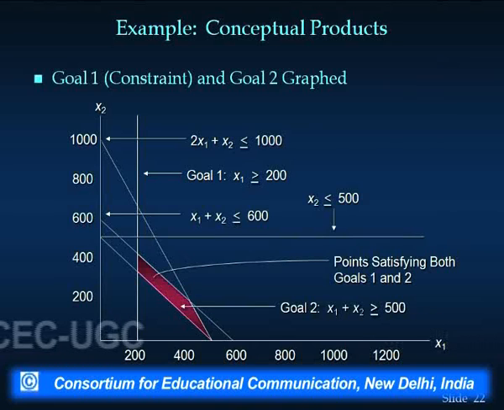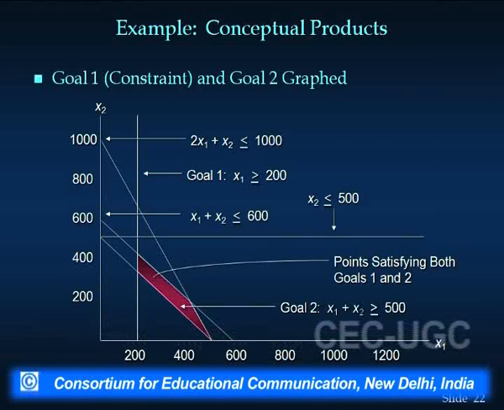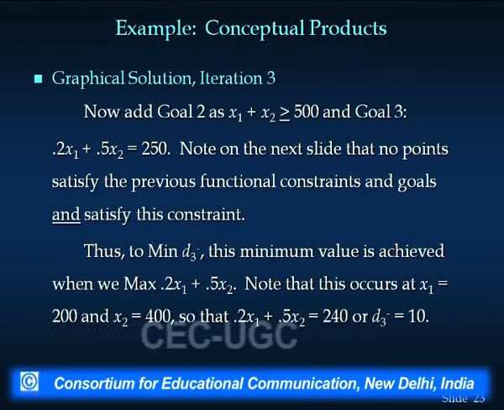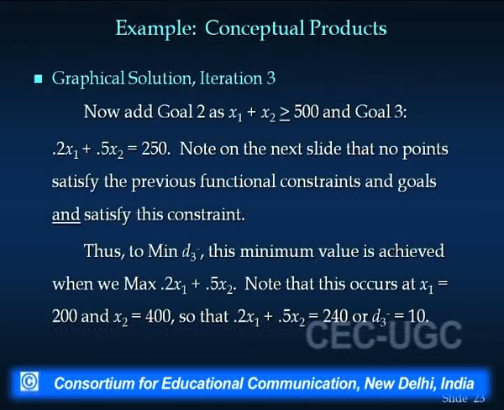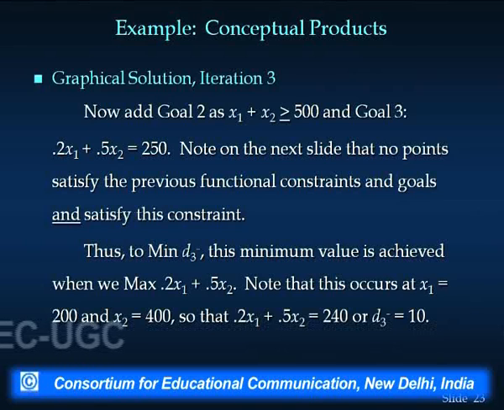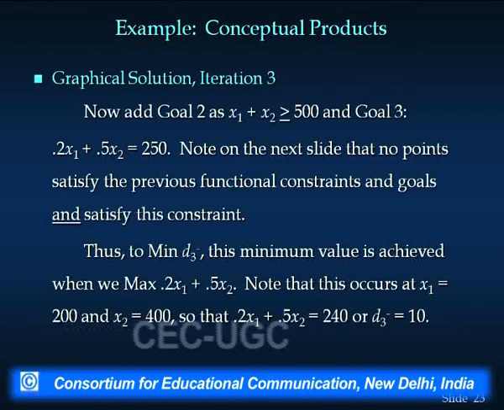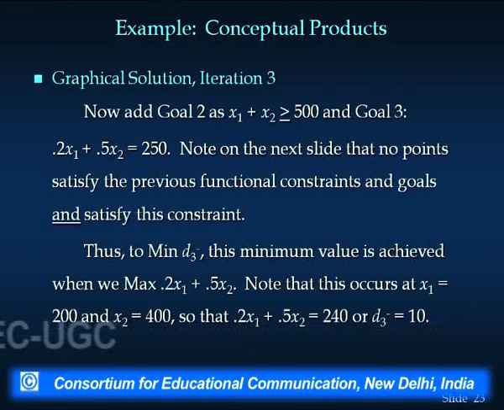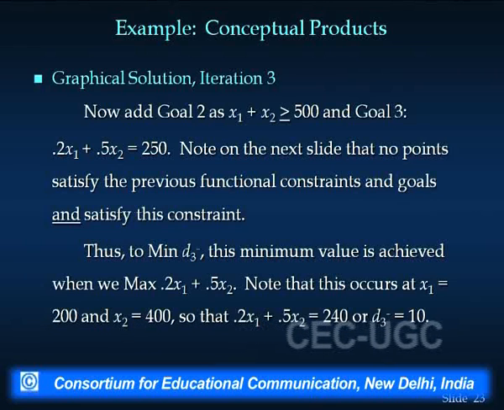Now we will see the maximum profit, the third goal. Maximum profit of 2,50,000. How to mark it, we will see. Now the third goal: add goal 2 as x1 plus x2 greater than or equal to 500 and goal 3, 0.2 x1 plus 0.5 x2 equal to 250. Note on the next slide that no point satisfies the previous functional constraints and goals and also satisfies this constraint. It means that goal 3 is not possible to be achieved.